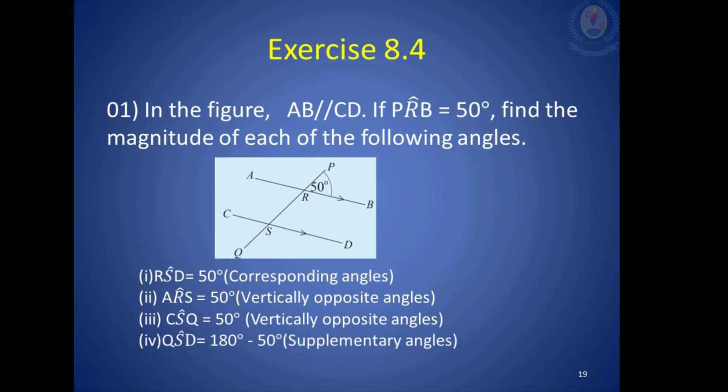Part 4. Angle QSD. Then we can see supplementary angles. What is the value of angle CSQ? We found 50 degrees. Then we can take 180 degrees minus 50 degrees, 130 degrees. Angle QSD equals 130 degrees.